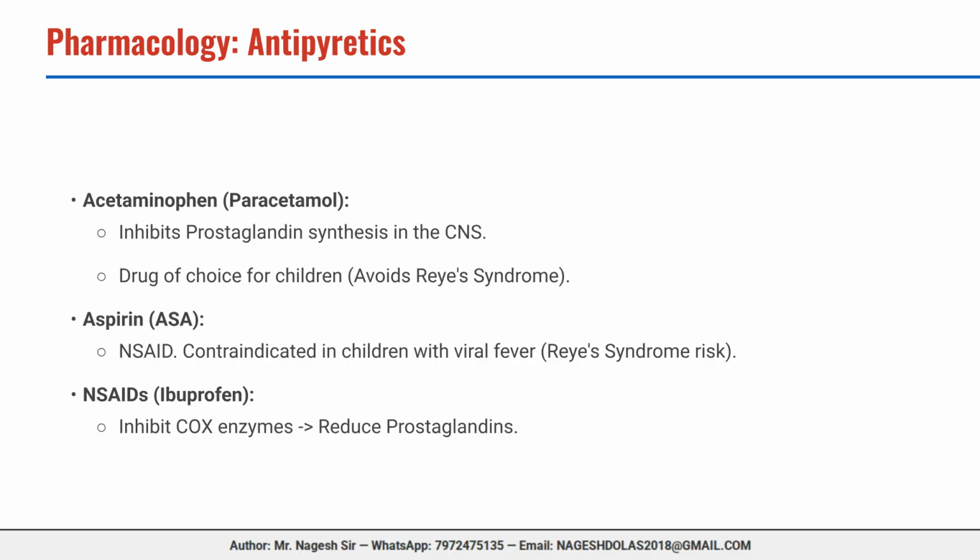Antipyretics work by inhibiting prostaglandin synthesis. Acetaminophen is the drug of choice for children, while aspirin and NSAIDs are generally avoided in children with viral fever due to the risk of Reye's syndrome.